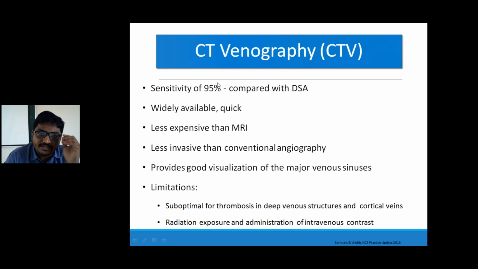So the sensitivity of the CT venogram is 95%. See, venogram, this is not a plain CT scan. CT venogram can detect. What is sensitivity?